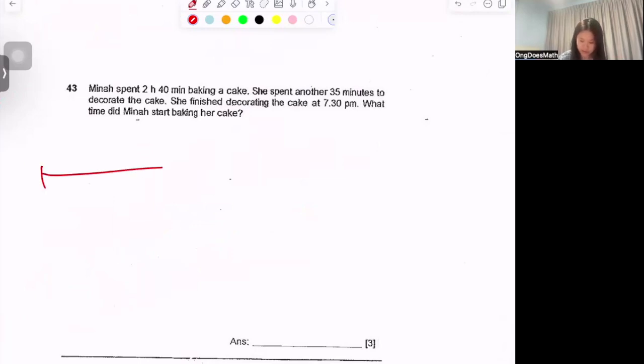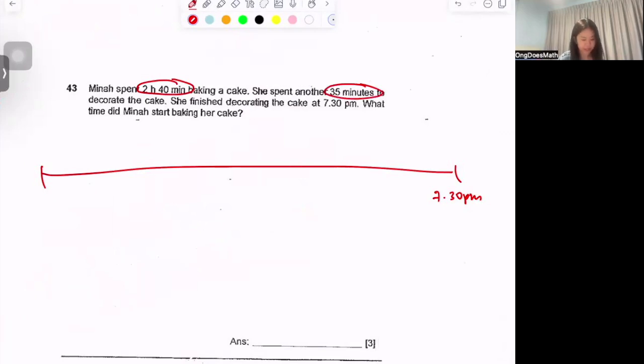So we need a timeline. She ended at 7:30 p.m. So now we'll reverse. We'll look at what happened. First step, she baked a cake. Second step, she needs to decorate the cake. So in total, how much time was spent?